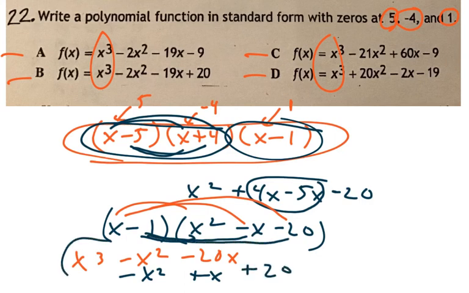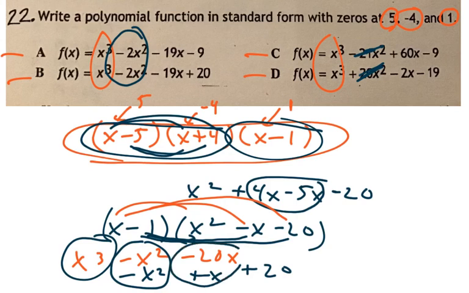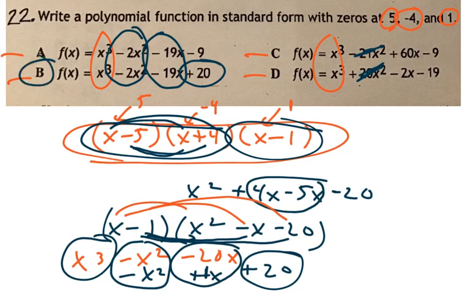Now let's see here. We know we have an x cubed. We know that's negative 2x squared. So that one's gone, that one's gone. Aha. It's got to be A or B. We know right here negative 20 plus 1 is negative 19x. They both have negative 19x. Notice this one is a plus 20. Therefore, the answer must be B.